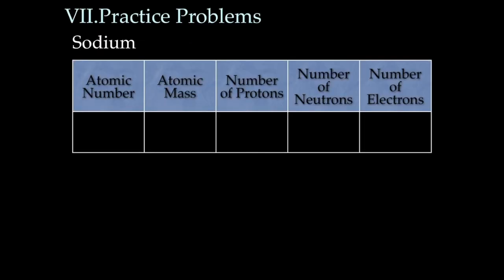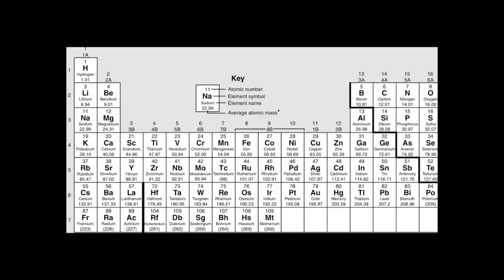Okay, let's try another one. Why don't you hit pause, try to do this without me, and then hit play and see how you did. All right, so sodium, sodium's over here, it's an Na, a little confusing. It has an atomic number of 11 and a mass of 22.99, which we're going to round to 23.